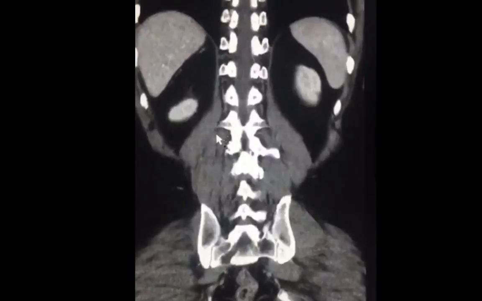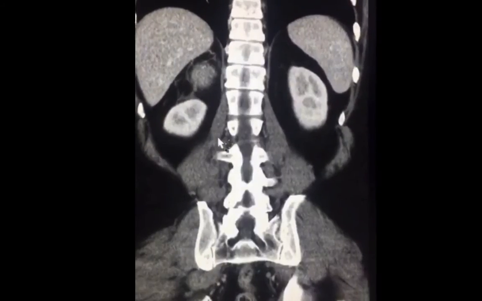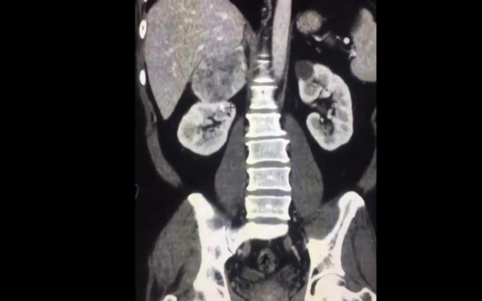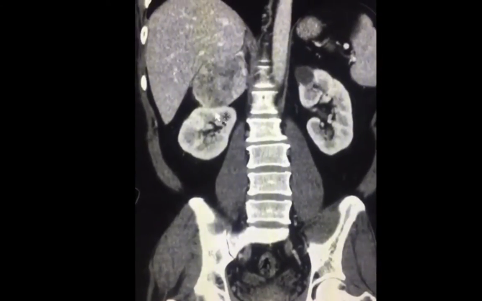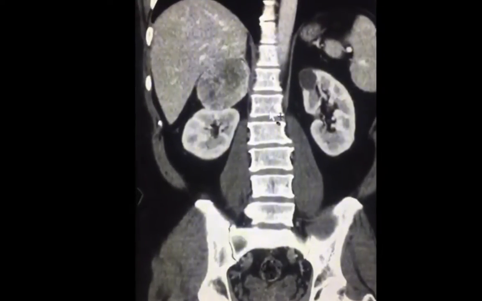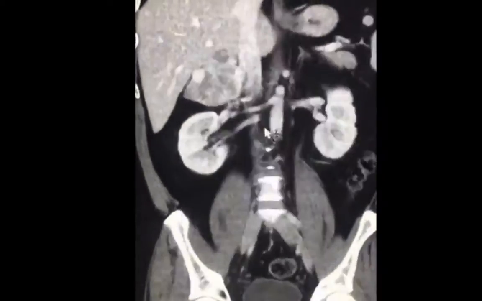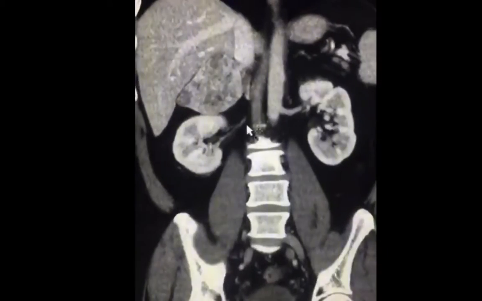If this abnormality arises from the renal parenchyma, this would be a renal cell carcinoma. However, as seen here, the mass displaces the kidney inferiorly and it's clearly separated from the kidney, so this is an adrenal lesion. The commonest adrenal lesions are adrenal adenomas, which are usually small and low in density.